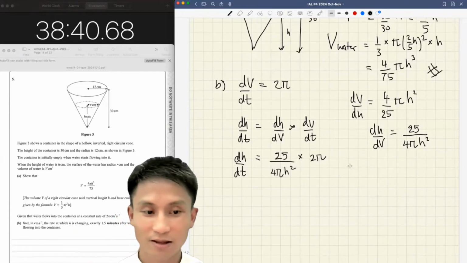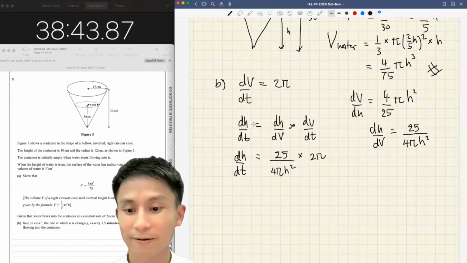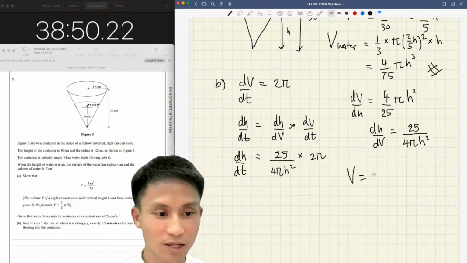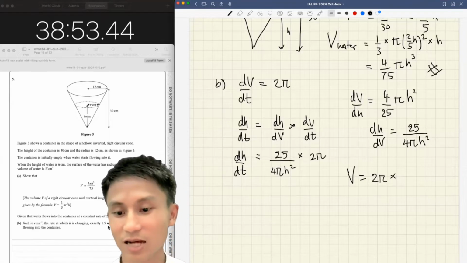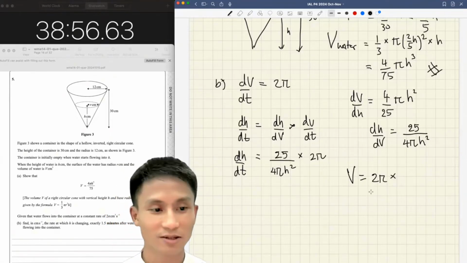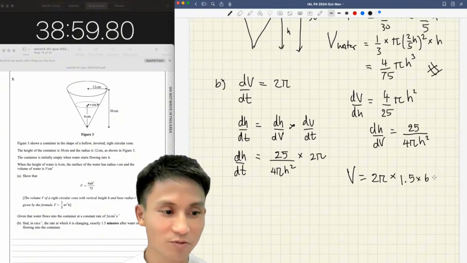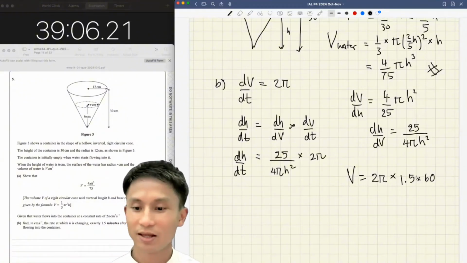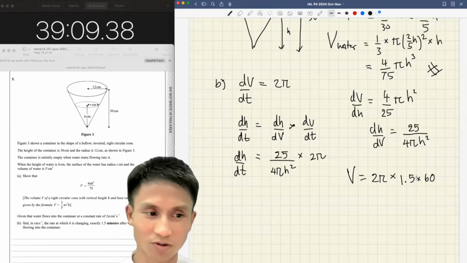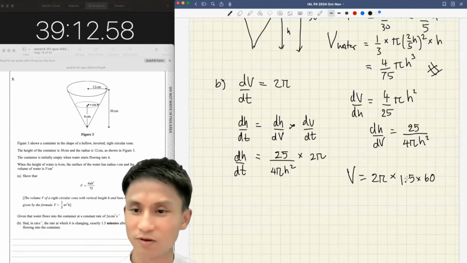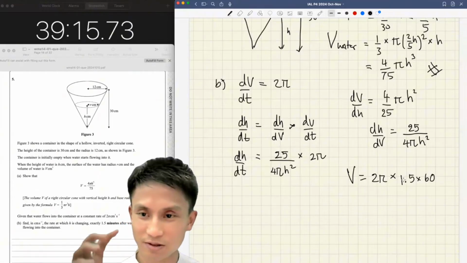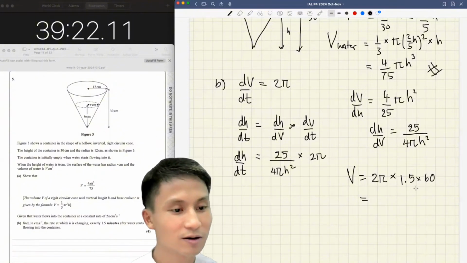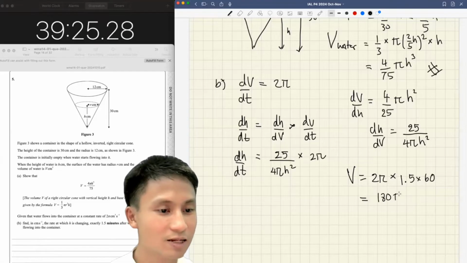Don't forget the rate of volume here is 2 pi cubic centimeters per second, right? So the volume should be 2 pi times the time taken in seconds. Don't be tricked by the units, because the time has to be converted to seconds. So 1.5 times 60. This is the volume of the water cone, the one with the H and the R. That's 90 altogether, and 180. So this is 180 pi.